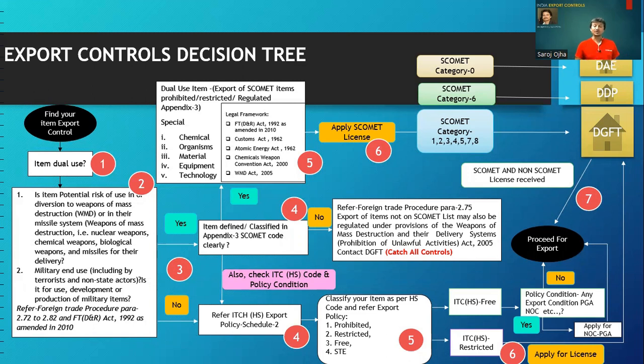If your item is not a dual use or military use item, then you can directly go to the ITC-HS code and the policy associated with it, whether it is prohibited, restricted, or free. If it is restricted, apply for a license. If it is free, then you can go for the export process, subject to fulfillment of the conditions stipulated in that. Thank you.